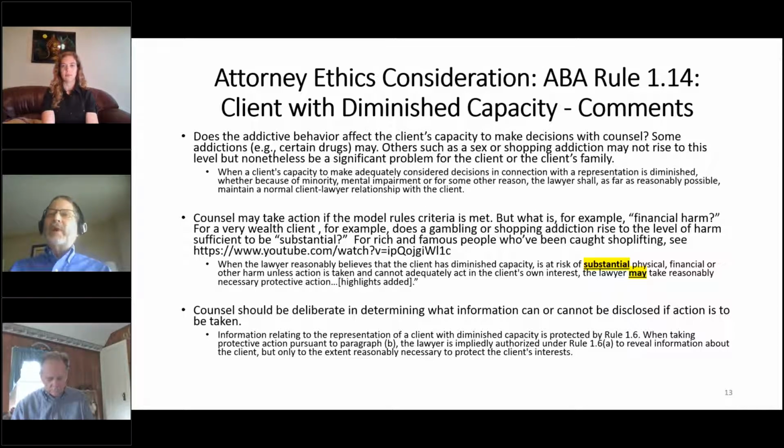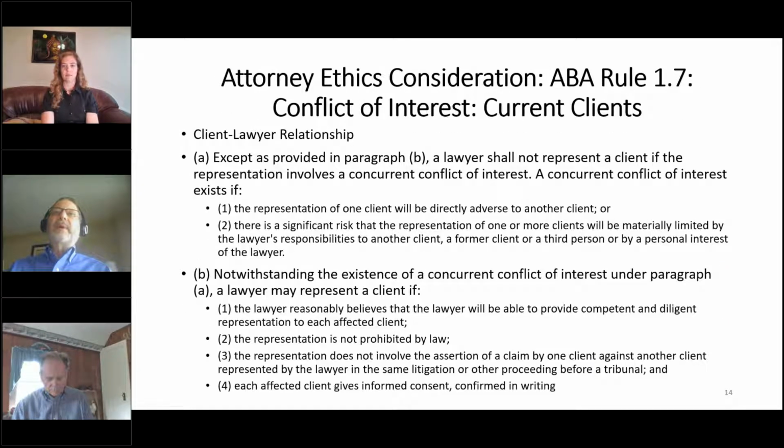In determining what information can or cannot be disclosed, just as a reminder on the bottom, that information may still be protected. Let's take a quick look on page 14, ABA Model Rule 1.7, conflicts of interest. So, for example, one client may be concerned about the addictive behavior of another client, the other spouse, for example. Do we have a conflict? The representation of one client will be directly adverse to the other if one spouse is concerned about the gambling addiction of the other, and the other feels this is their entertainment and that they can afford to do it, and their wealth that they've amassed entitles them to do it.